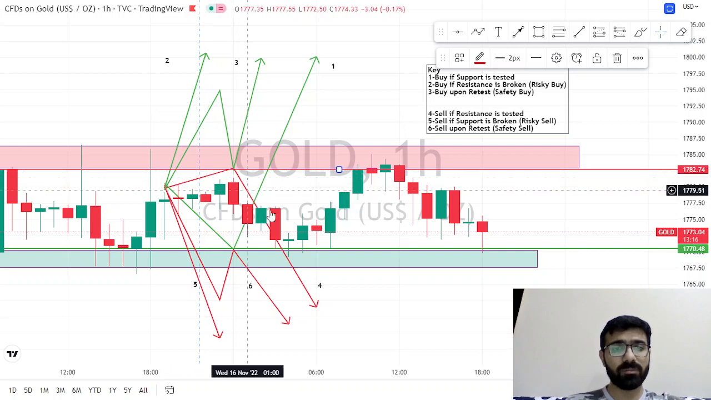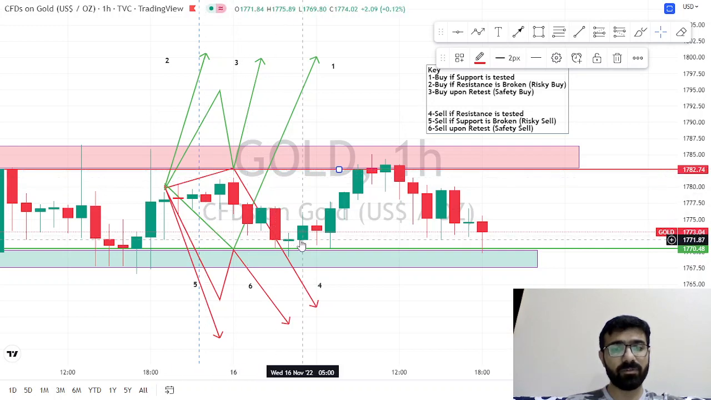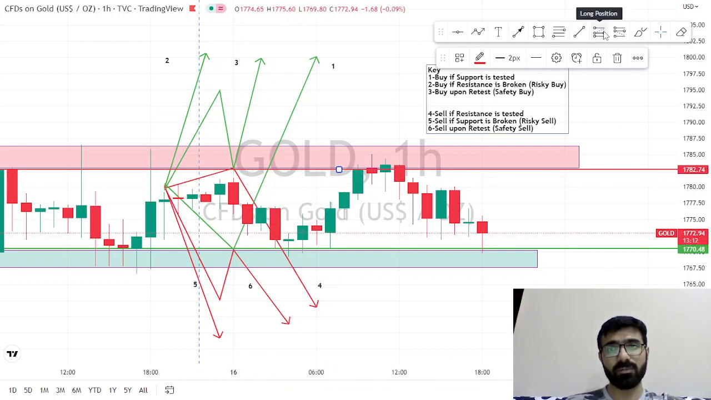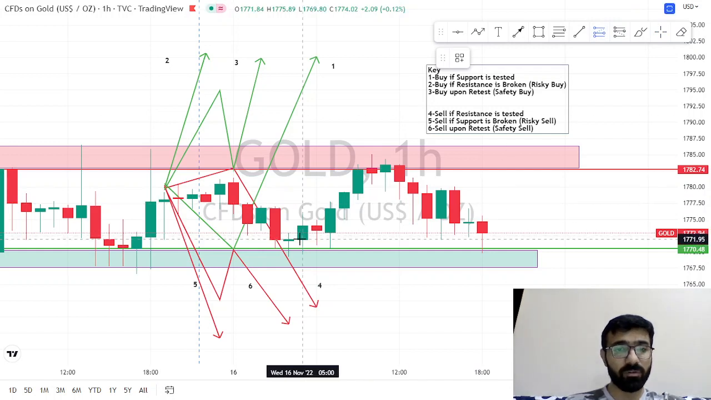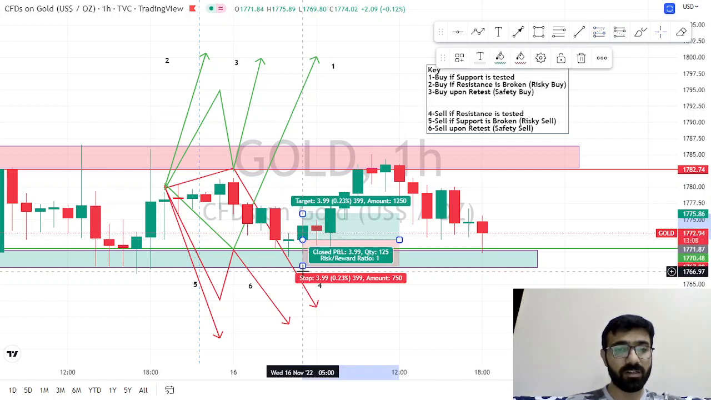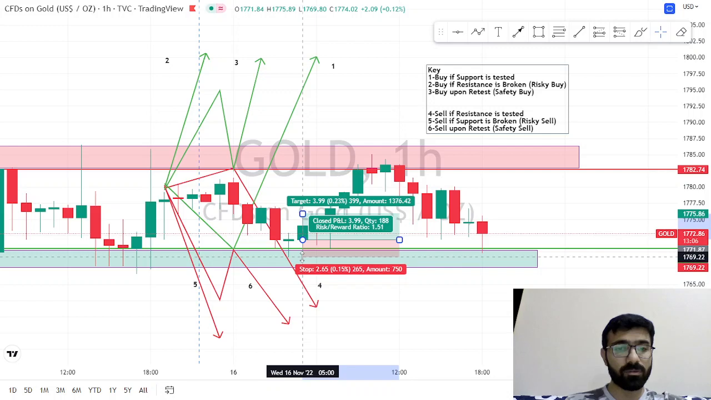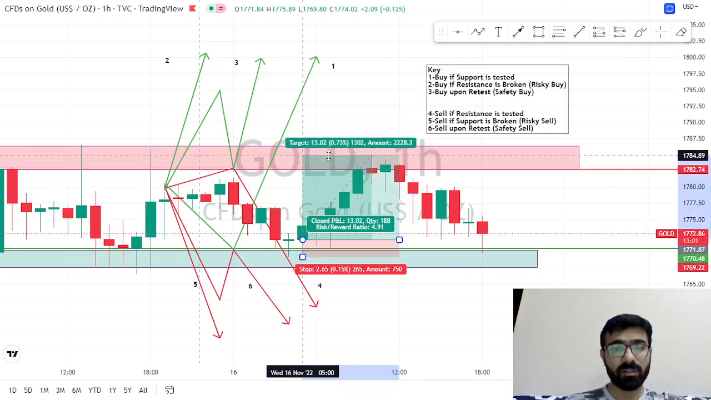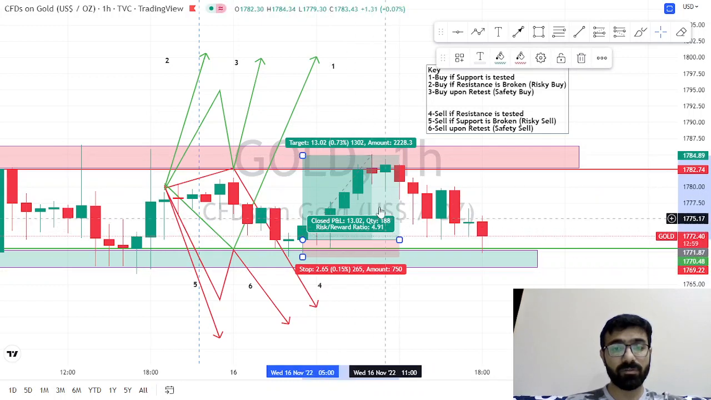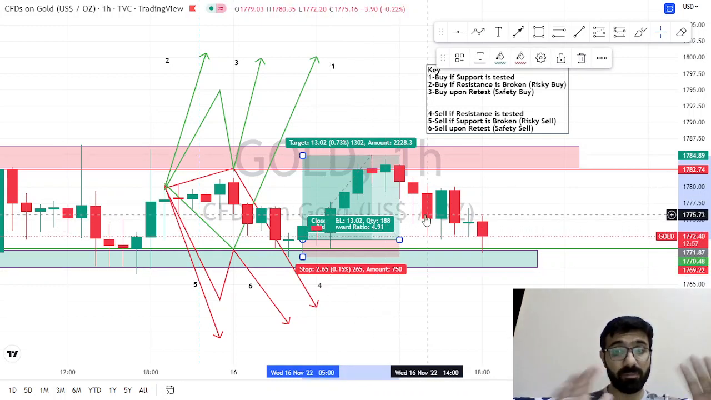So first of all, let me take this buy trade from here and let us check how much profit we would have made if we would have simply taken this buy entry from here. Our stop loss would be approximately till here and our take profit will be till here. So this trade would have given us a 4.9% profit, which is amazing considering this was only a sideways market.